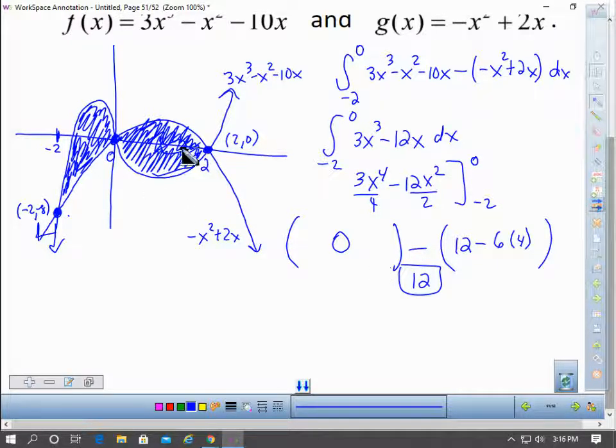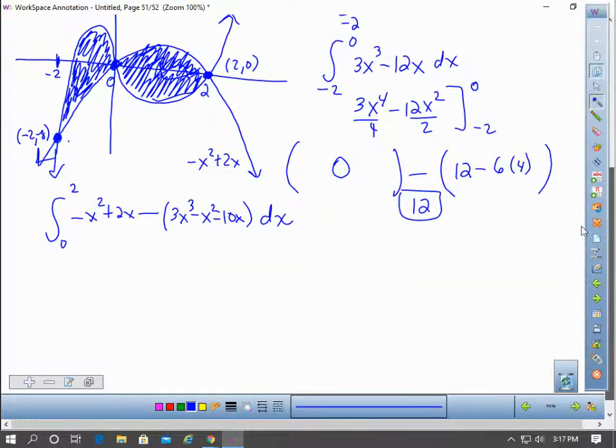Now I need to do the area of the right piece. So now I'm going to do the integral from 0 to 2, and now we have to do top curve, which this time the top curve is the parabola. So that'll be -x squared plus 2x minus the bottom curve. So now the bottom curve this time is the cubic function. So putting that in parentheses will be 3x cubed minus x squared minus 10x. And then I put my bookend dx.